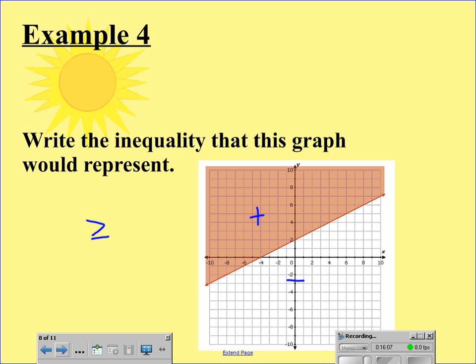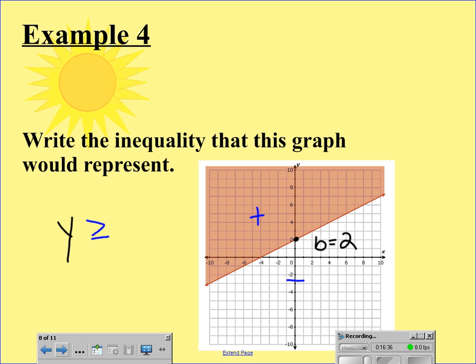Then I'm going to look and see where my intercept is. Where does this line cross the y-axis? It crosses it at 2. That means b equals 2. I'm going to add 2 to whatever my slope m times x part of my equation is. Okay, y goes on the left. We know it's greater than or equal to because I shaded above and I have a solid line.